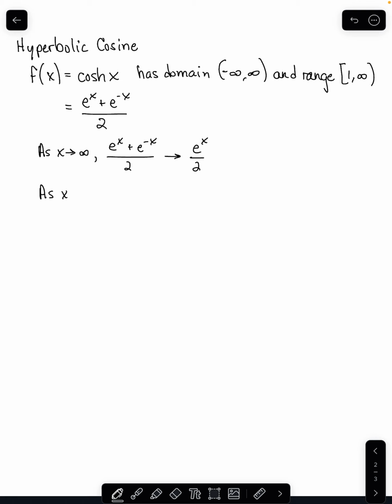Likewise, as x approaches negative infinity, now, on the left side, the decay function becomes very large, while the growth function becomes very, very small. The growth function will eventually approach 0, so that we have e to the negative x over 2. Again, it never exactly comes out to be e to the negative x over 2, but the graph will be asymptotic to e to the negative x over 2.